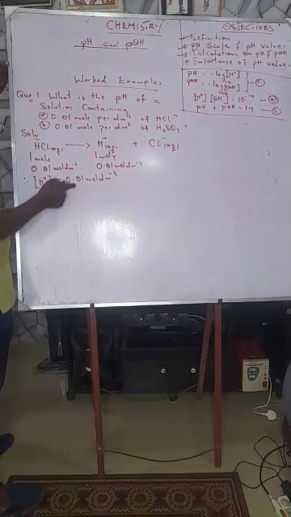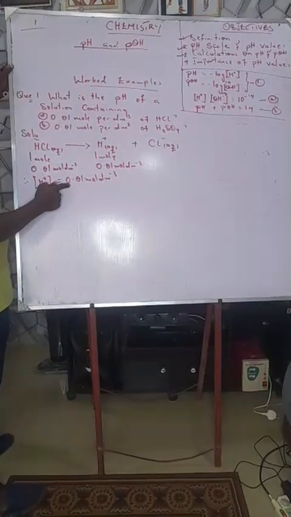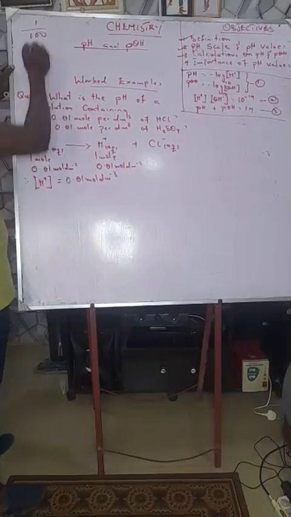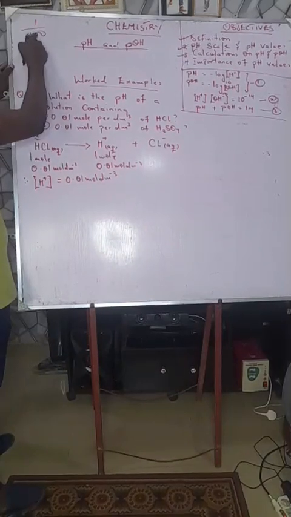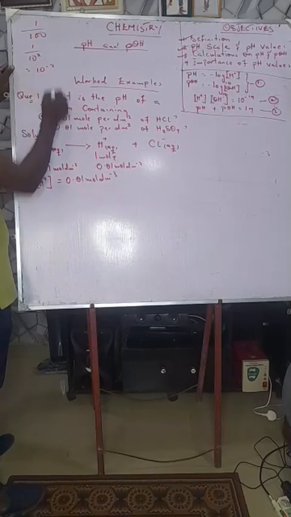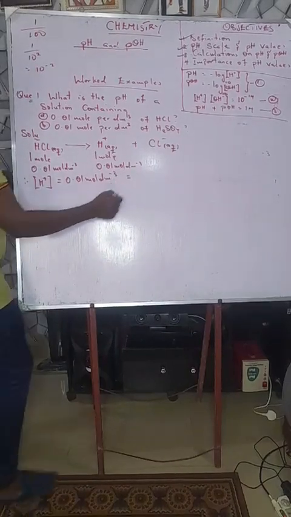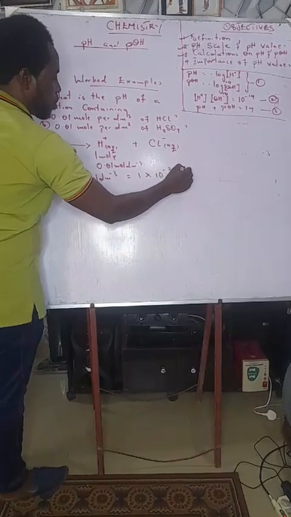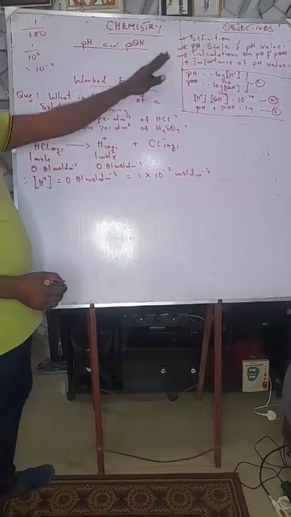But if you have it in primary school, we say 0.01 is 1 over 100. Then this is 1 over 10 raised to the power of 2, which gives you 100. Then when you remove this one, it becomes 10 raised to the power minus 2. So that's 1 times 10 raised to the power of minus 2 mole per dm³. This one will help you very well to be able to apply your formula.